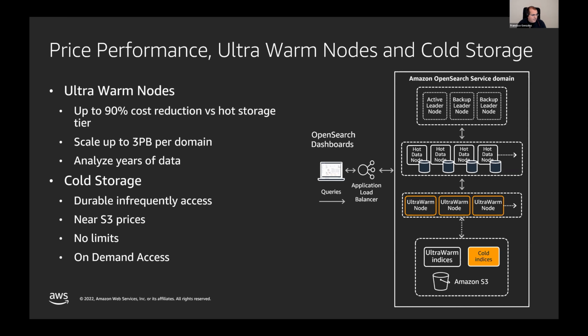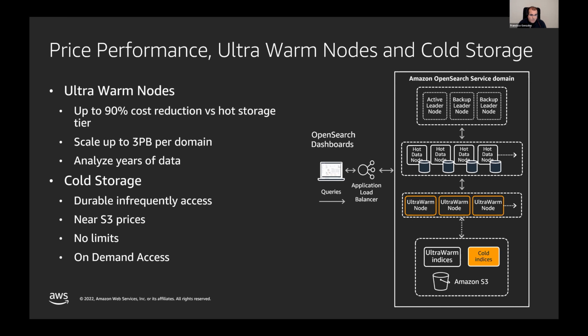Another strategy is cold storage. Cold storage is using S3 infrequent access, and the data in this case is only available on demand. Indices are moved to S3 infrequent access, and there is no data limit in this case. You can move as much data as you want. The only problem is that you have on-demand access, meaning that in order for you to have the data available, you will need to move it to an ultra-warm node.